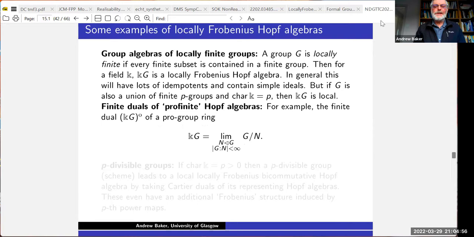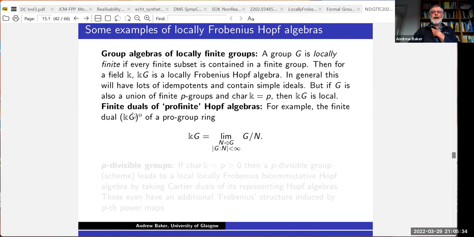Going in the other direction, you can do this in general for an inverse system of finite dimensional Hopf algebras. In particular, you might take a profinite group and take its group algebra in a pro sense. If you've not met this before, you take, I've left off a field, there should be a K in there. You take the inverse limit of the group algebras of finite quotient groups. And this is called the pro group ring, or profinite group ring.